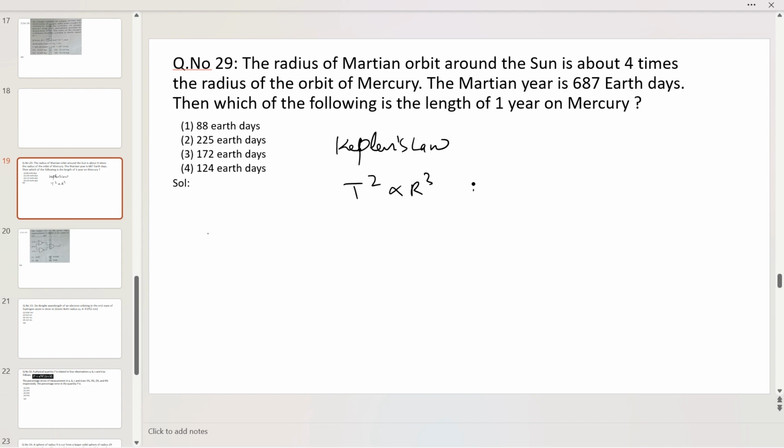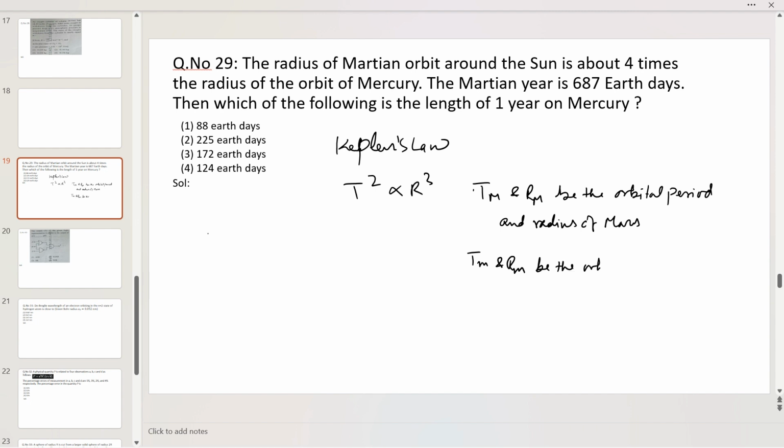I have taken capital T_M and R_M to be the orbital period and radius of Mars, and small letter T_m and R_m to be the orbital period and radius of Mercury.